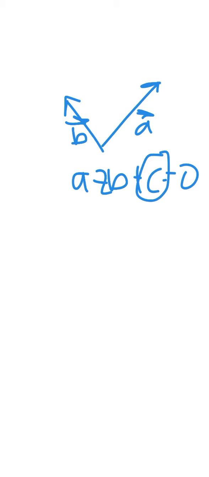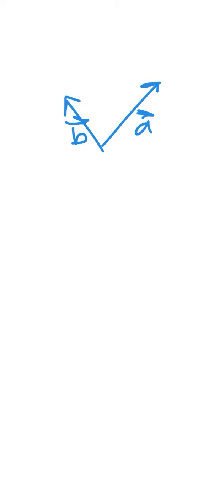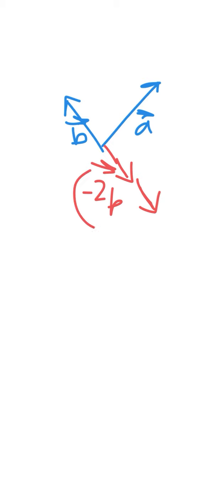So first, we have a, we need to find 2b. So minus 2b would be this vector here. This is the vector minus 2b. And in order to find the sum of a and minus 2b, which would be c, you need to place this vector minus 2b on the head of a.